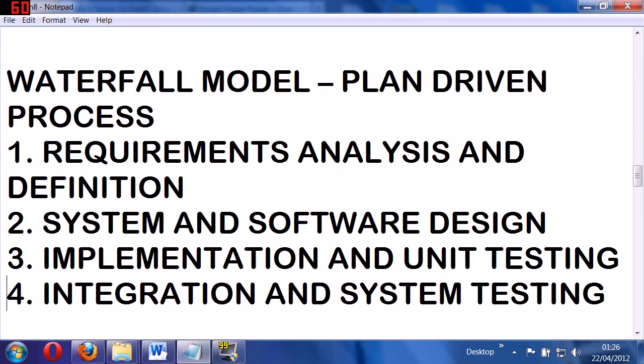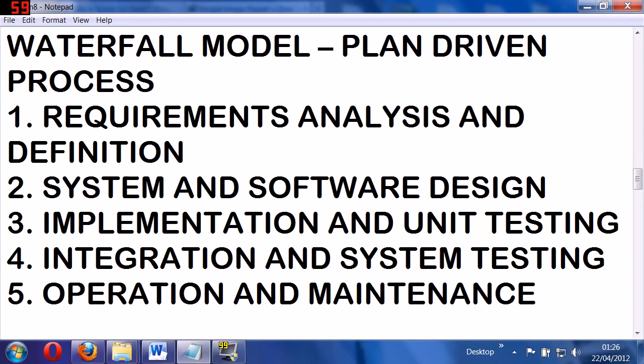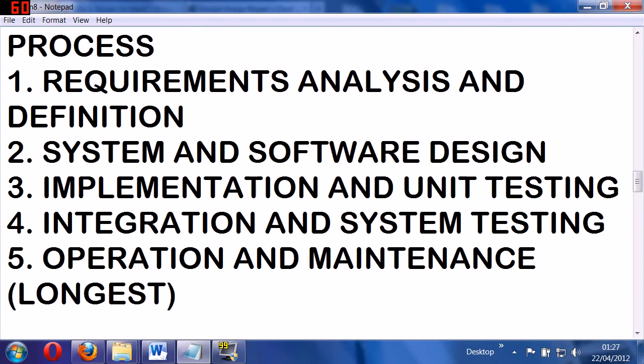And then we have integration and system testing. We integrate into the system and then we do everything. That's basically deployment, I suppose. And then after that, it's operation and maintenance. That's obviously the longest part of the process, because you have to make sure that it keeps on going. And that's pretty standard.